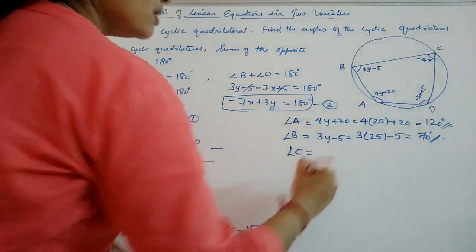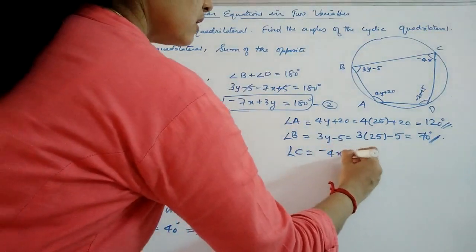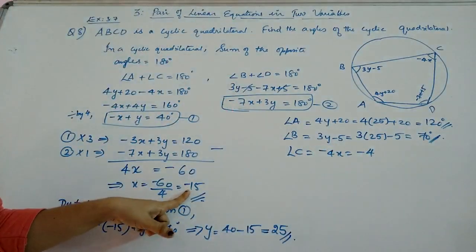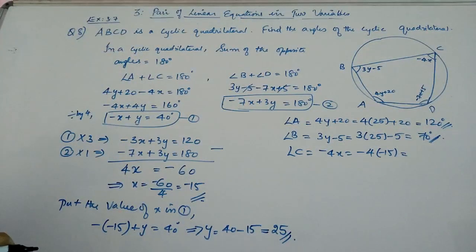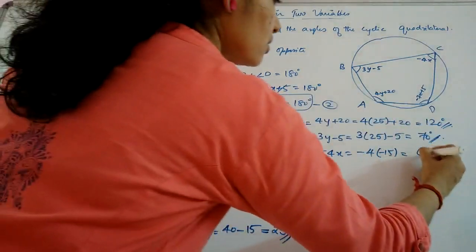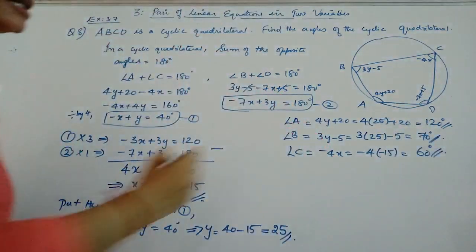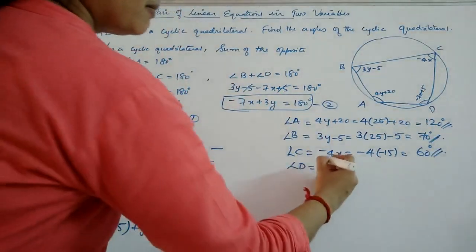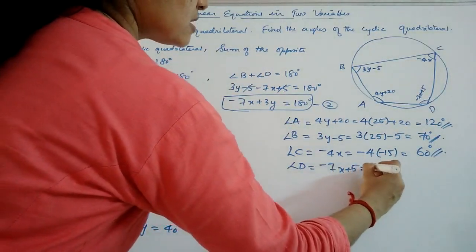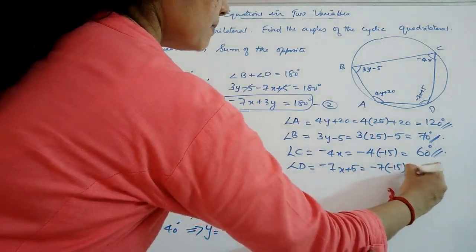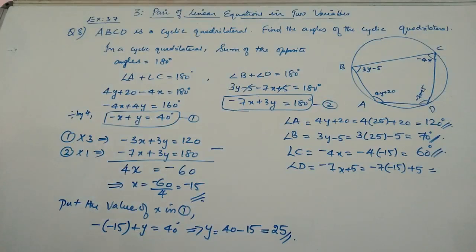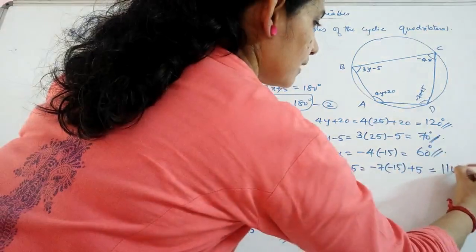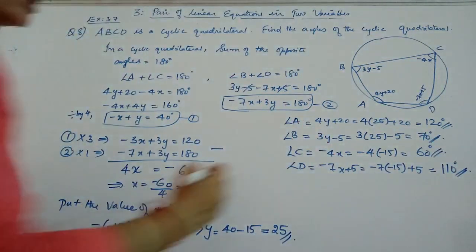Now angle C is equal to, again minus 4x. Replacing your x value which you have got as negative 15. Minus 15 and minus minus plus. 4 into 15 will give you 60. So your angle C is 60 degrees and angle D is equal to minus 7x plus 5, which is minus 7 into minus 15 plus 5. Again minus minus plus, 7 into 15 will give you 105. 105 plus 5 will give you 110.